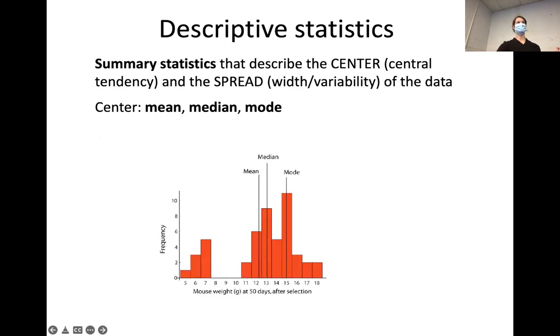Okay, so first, descriptive statistics. You've heard of these before, probably in high school math: mean, median, mode, and then range, which is on the next slide. But these are just summary statistics that give you a picture of what the data are showing. So summary statistics that describe the center are going to be the mean, median, and mode.